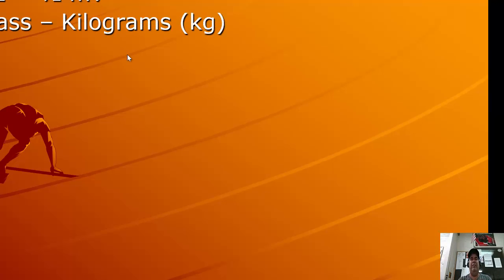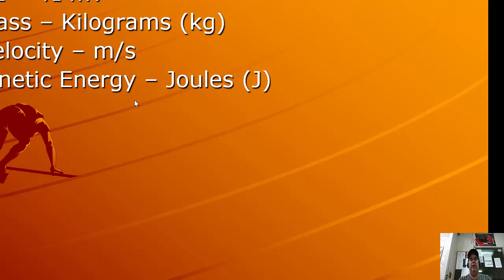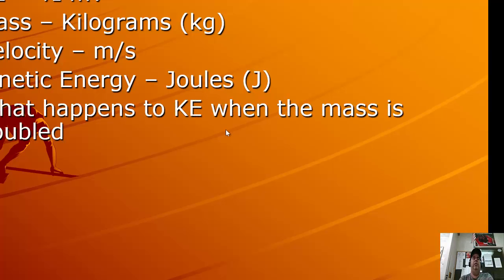So kinetic energy is 1/2 mv squared. And remember, we have to square that velocity first. Mass has to be in kilograms. Velocity has to be in meters per second. And kinetic energy, as we said, energy is the ability to do work, so therefore it's going to be measured in joules also.